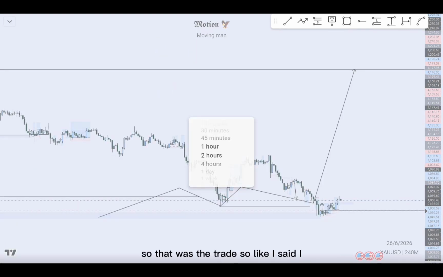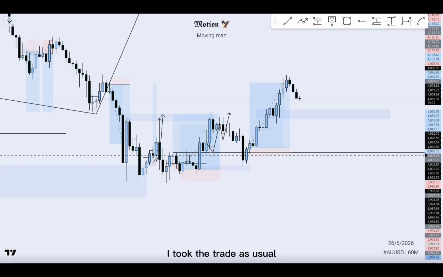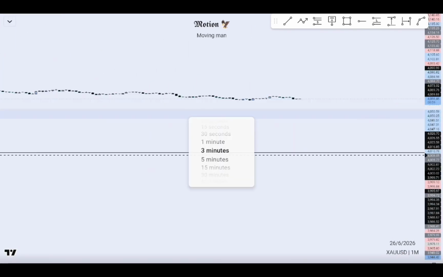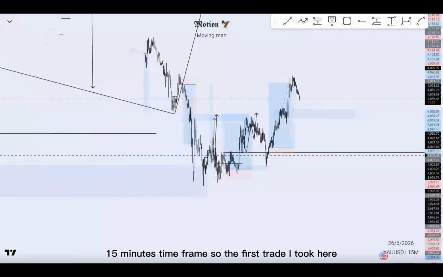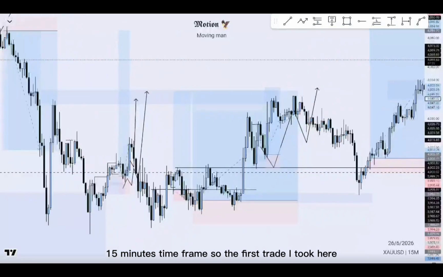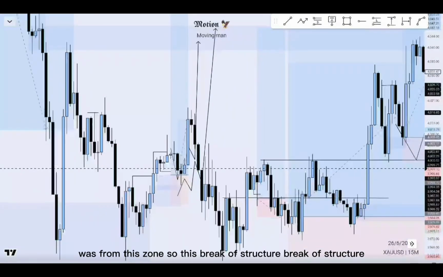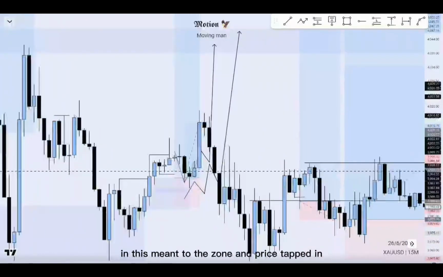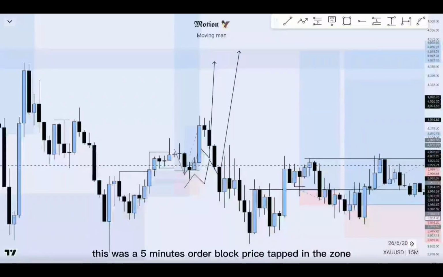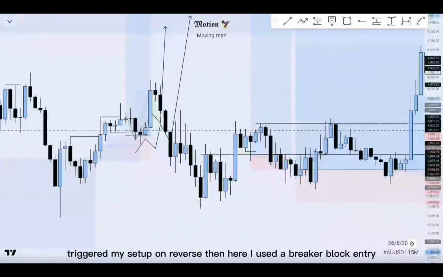So like I shared, I took the trade as usual, on the 15 minutes time frame. The first trade I took here was from this zone. So this break of structure, inducement to this zone, and price tapped in. This was a 5 minutes order block. Price tapped in the zone, did over 200 pips and reversed. Triggered my setup and reversed.